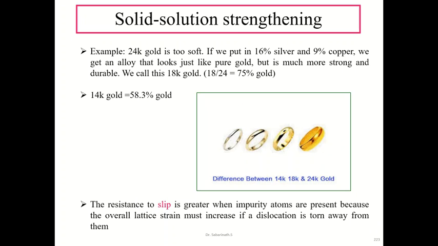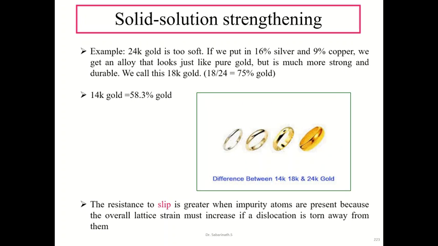So we can compare how solid solution strengthening is happening with the material. For example, if you take 24 karat gold, that gold will be too soft, and it will not have much strength, and it will be easily deformed.